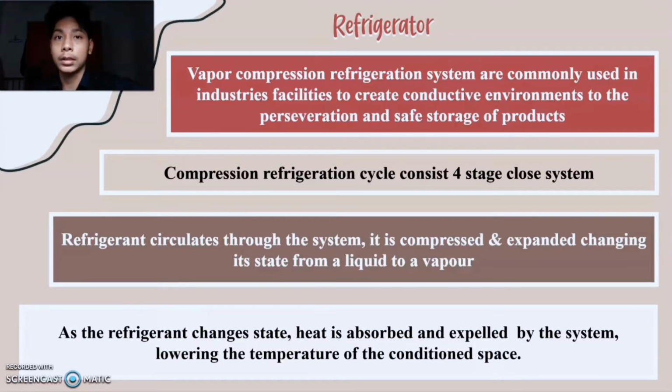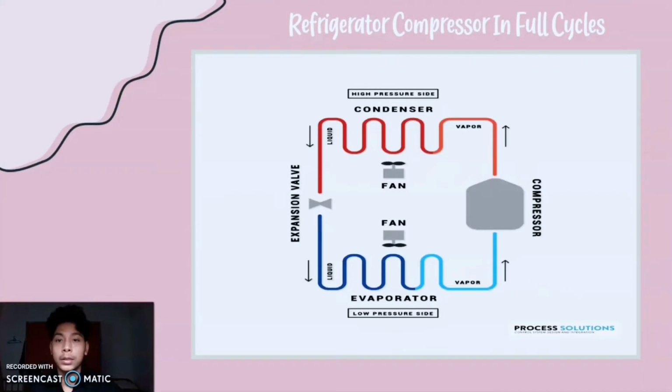As the refrigerant changes state, heat is absorbed and expelled to the condenser, which turns the vapor into liquid and absorbs some of the heat. There are different types of compressors for refrigeration applications, including reciprocating, rotary, and centrifugal compressors, which are the most common in refrigeration units. This is a diagram of the refrigerator compressor in the full cycle.